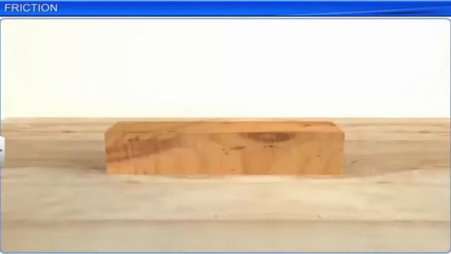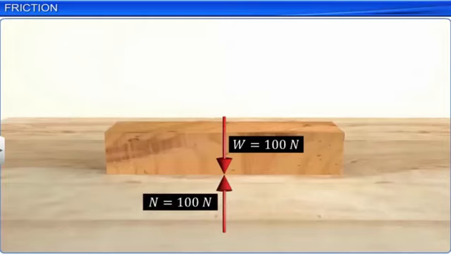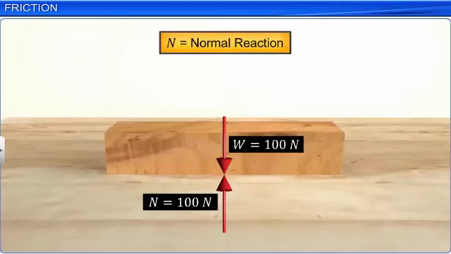Place a cuboidal-shaped wooden block weighing 100 Newton on the wooden table top. The weight of the block will be acting vertically downward and will press the table top down. The table top will press the block up with a force equal to the weight of the block. The upward force of the tabletop on the wooden block is known as normal reaction.